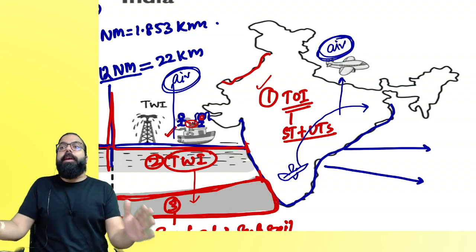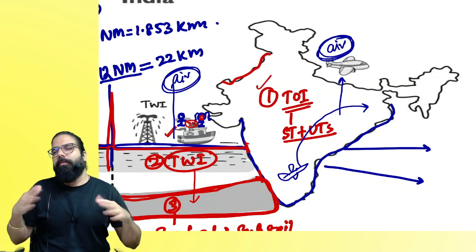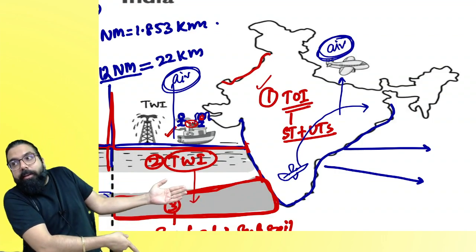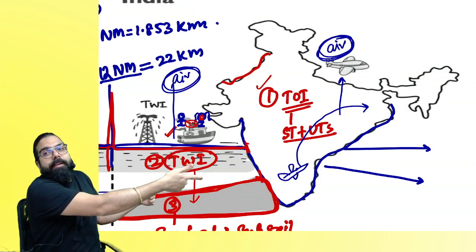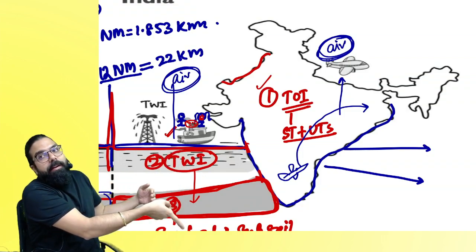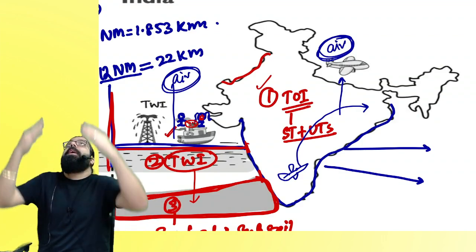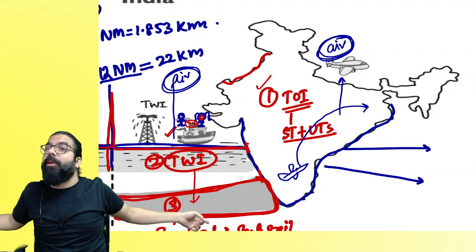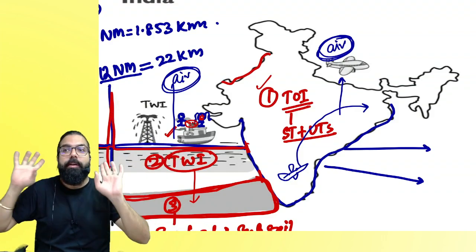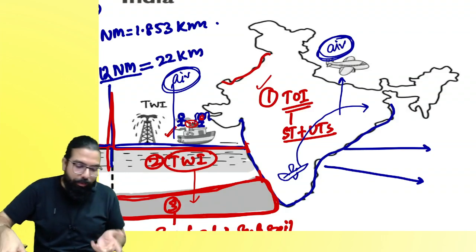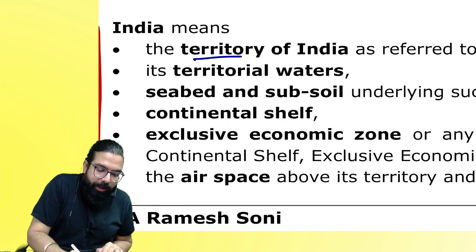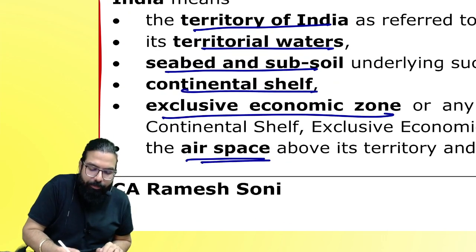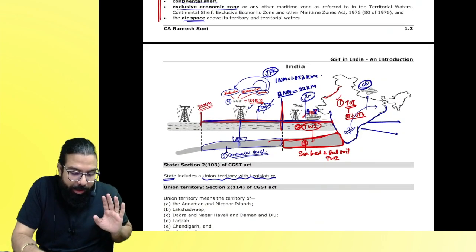Now listen. India means territory of India. Territorial water. Below that, seabed and subsoil. After that, exclusive economic zone. Below that, continental shelf. Above the territorial water, airspace. Above the exclusive economic zone? No, no, no, no. That is not India. Are we clear, everyone? Our definition is here. Territory of India, territorial water, seabed and subsoil, exclusive economic zone, continental shelf, and airspace. Over. Can I go ahead, everyone?